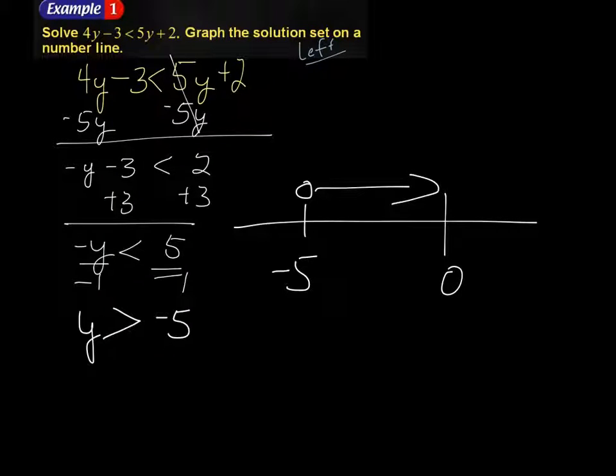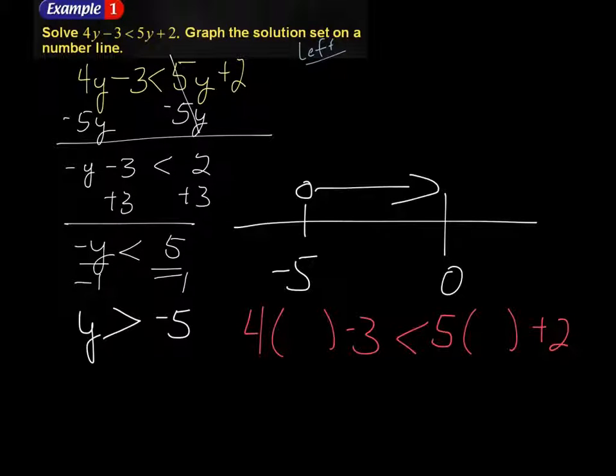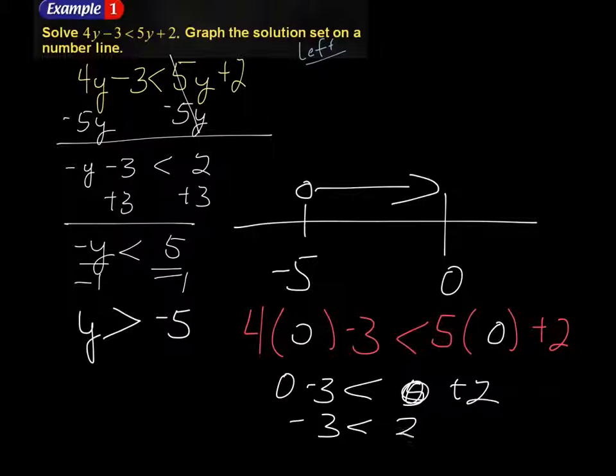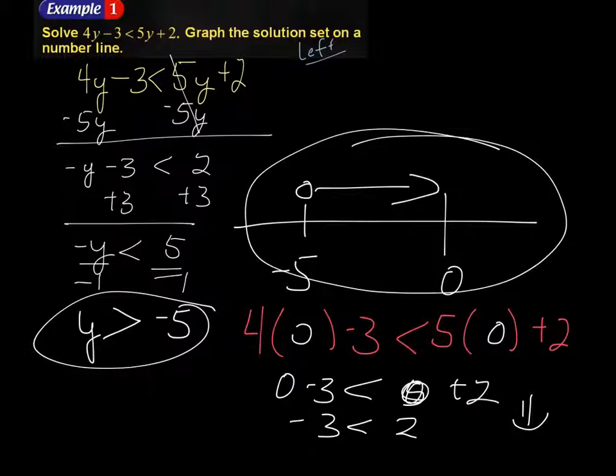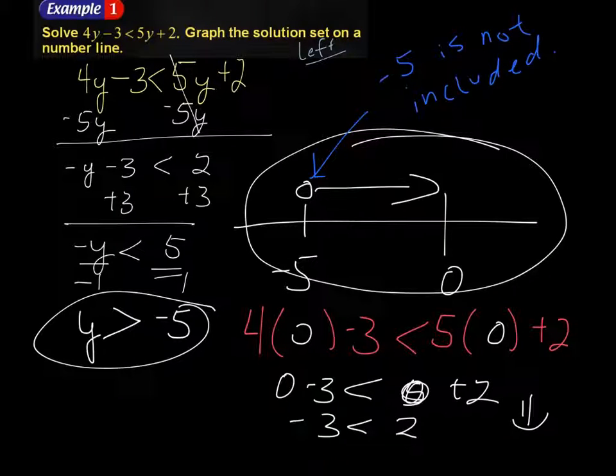Now, when we do check steps for inequalities, that's a little bit different. Where this is y is greater than negative 5, if I put in negative 5, it should not give me a true statement. I'm going to check a number that is greater than negative 5. A convenient number is 0. 4 times 0 is 0. 5 times 0 is 0. So is negative 3 less than positive 2? Yes, of course it is. My check step worked, and I'm liking my answer in both the graphical and algebraic form. Okay, so again, the reason it's an open circle is the negative 5 is not included in the solution. If we use a closed circle, it is.